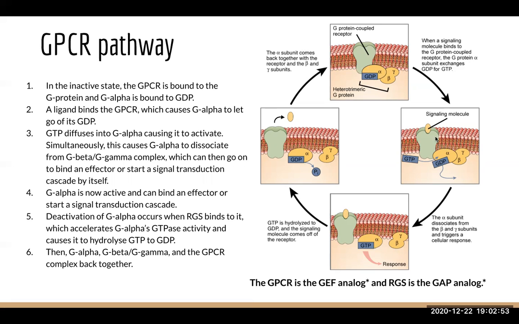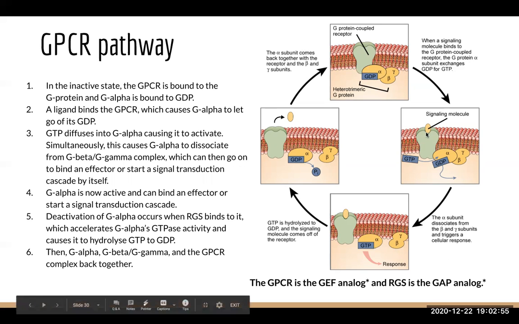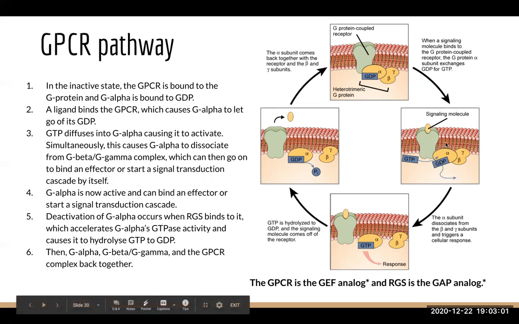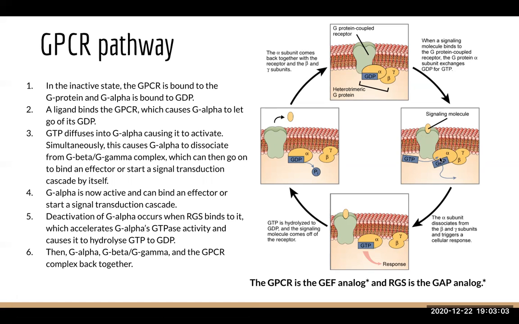When a signal comes and binds to the G protein receptor, it's going to activate its GEF function. GEF is the guanine exchange factor. G alpha here, notice that it's connected to GDP, is inactive. But when the signal activates the receptor, its GEF function is going to scoop out the GDP and allow GTP to diffuse in.